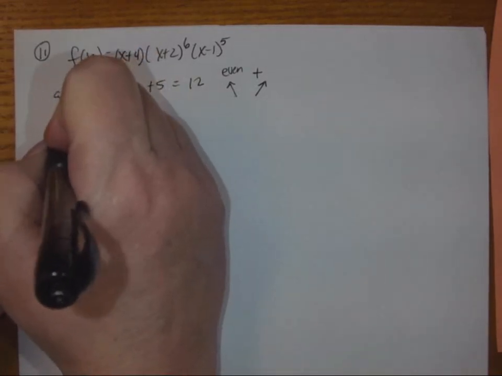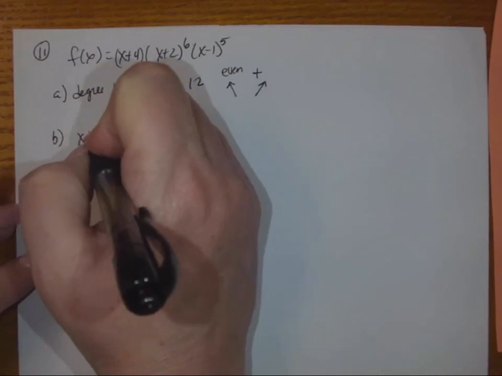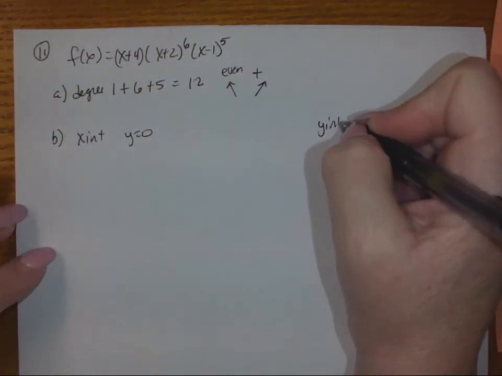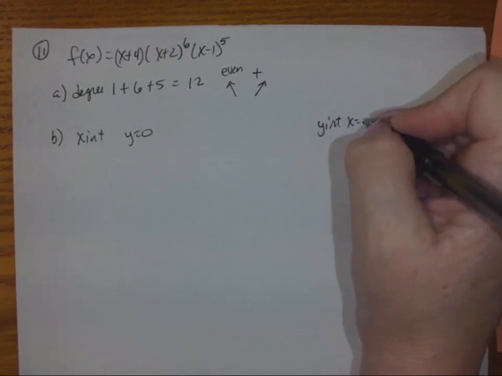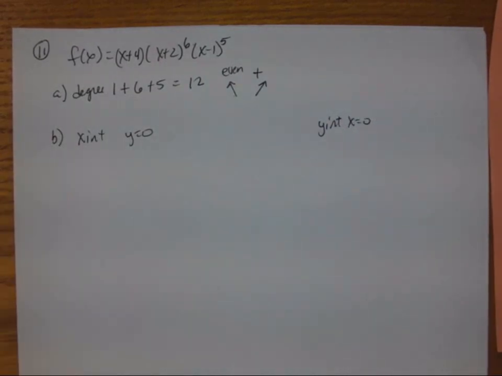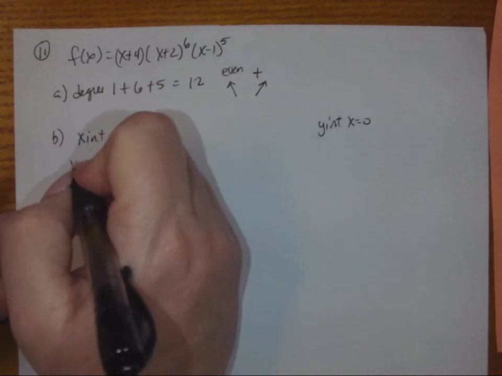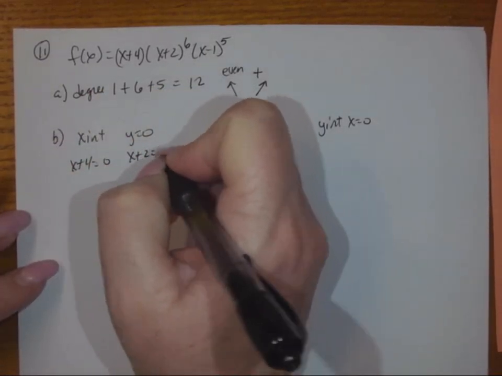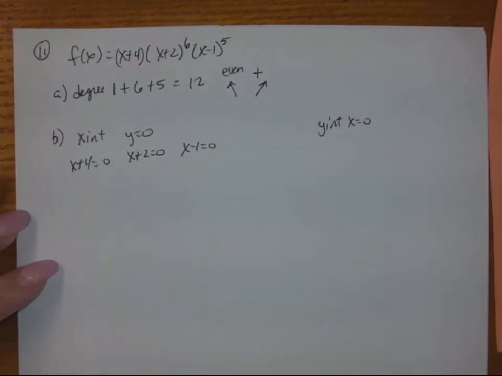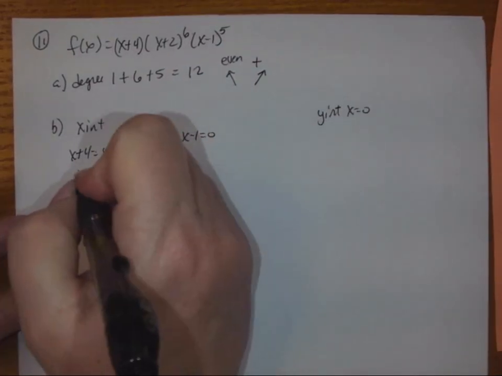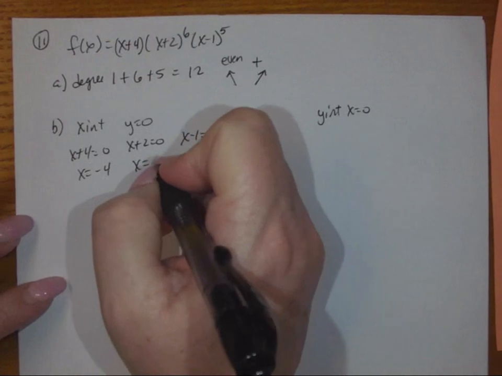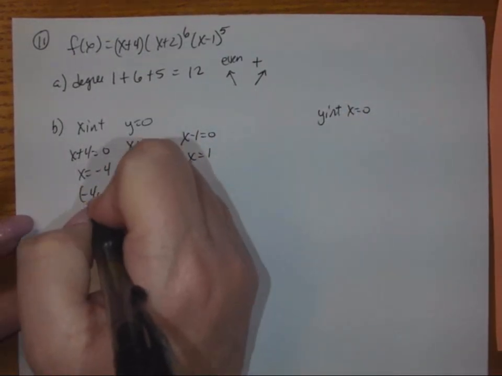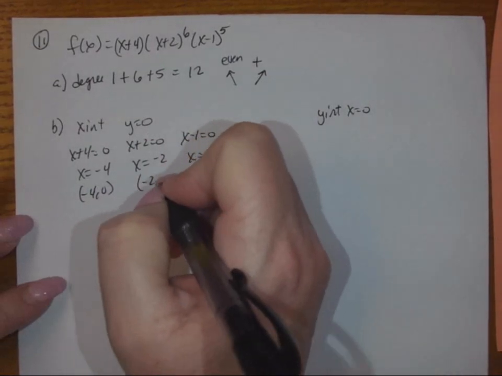All right, the second part we need to do is find the x-intercepts, where y equals 0, and find the y-intercept where x equals 0. So setting y equal to 0 on this side, that means x plus 4 equals 0, x plus 2 equals 0, and x minus 1 equals 0. So this will be x is equal to negative 4, x equals negative 2, and x equals positive 1. These are intercepts, so I'm going to write them as a point.